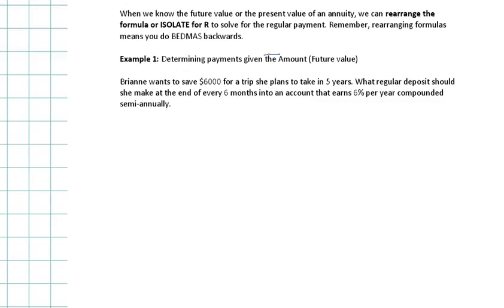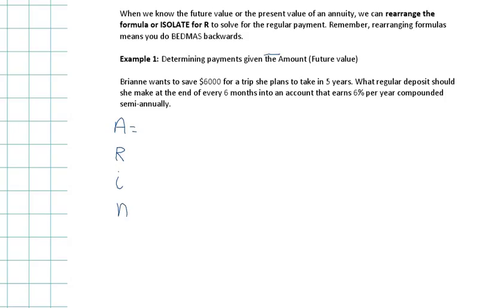So we know that that 6,000 is A. Good. So you always have to plan ahead, and you always have to fill in the information. It's always going to be A or FV, it's going to be I, and it's going to be N. These are the letters that you're going to have to fill out. So sometimes it's going to be A, sometimes it's going to be P.